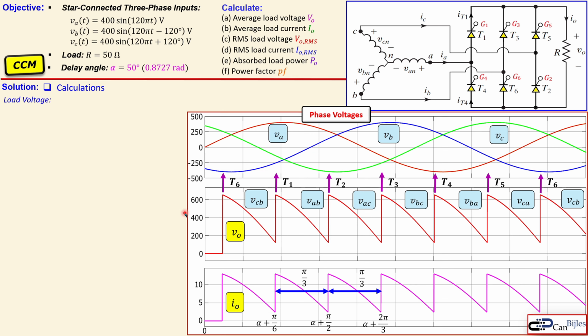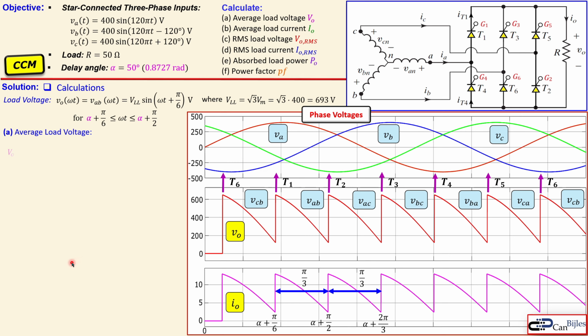Okay. Let's now again present here the load voltage, which is in this case VAB, a line-to-line voltage between node A and node B here. It's again this expression we already know, and that is then given here the line-to-line voltage of 693 volts. We know it is now different because it is now alpha plus pi over 6 up to alpha plus pi over 2. So we need to calculate using these two limits.